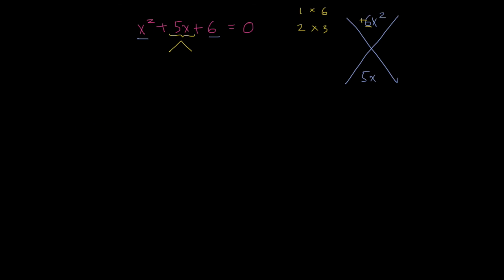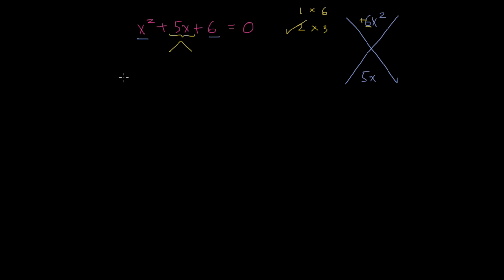If I look at the second one here, we have 2 and 3. Well, 3 and 2 definitely multiply to give me positive 6, and if I want to get positive 5, I can add 3 and 2, and that gives me positive 5. So this works, and this is the pair we're going to pick.